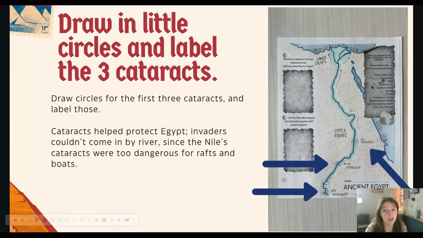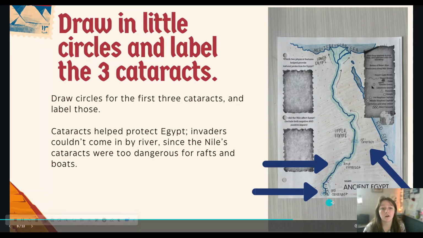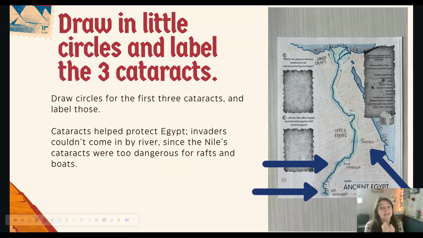Now I want you to go in and draw in little circles to show cataracts. There were a total of six in Egypt and Kush, but on this map we're going to focus on the first three. So I've got one here, and one here. I drew some little circles to show some bubbly rapids and label them as well.